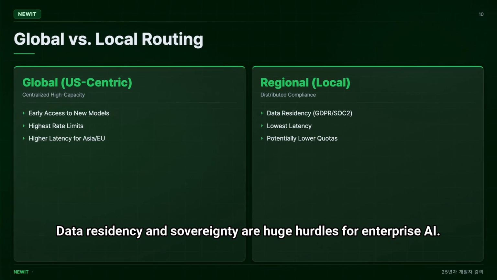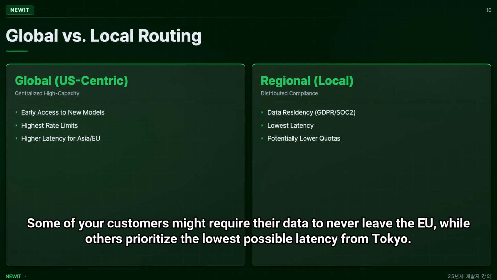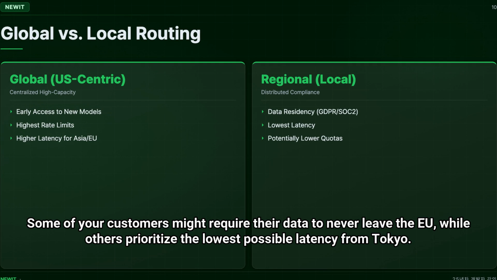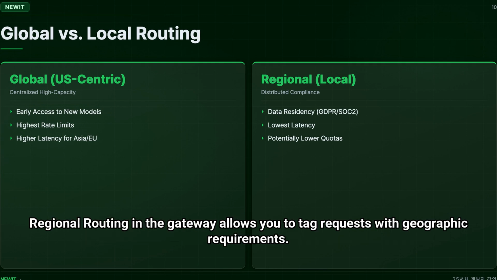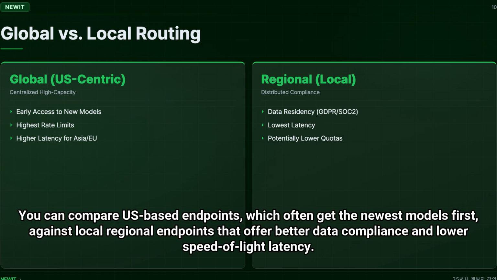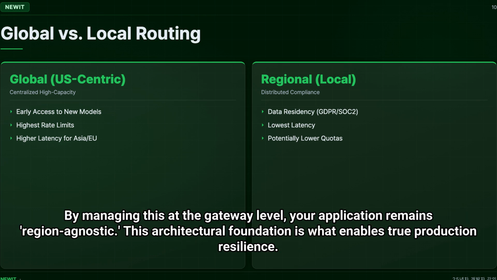Data residency and sovereignty are huge hurdles for enterprise AI. Some of your customers might require their data to never leave the EU, while others prioritize the lowest possible latency from Tokyo. Regional routing in the gateway allows you to tag requests with geographic requirements. You can compare US-based endpoints, which often get the newest models first, against local regional endpoints that offer better data compliance and lower speed of light latency. By managing this at the gateway level, your application remains region agnostic.